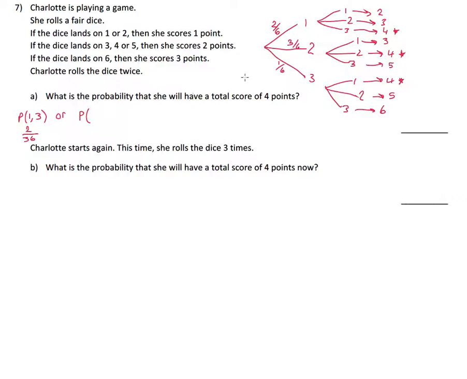We could get a 2 and a 2. And the probability of that happening is 3/6 times 3/6. So 9/36. Or we could get a 3 and a 1. And that's 1/6 times 2/6. So again, 2/36. With all probabilities, we add them together. So we've got 13 over 36 in total.